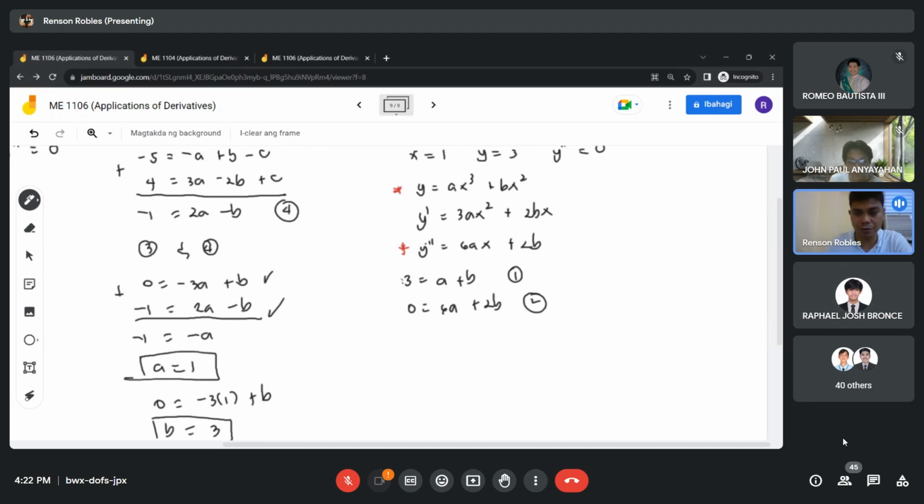Sir, paano po yung substitution? You can solve A and B here. Okay? You can do the elimination just like what I did here. But you can do other methods like simultaneous equation or substitution. So sa substitution, from equation 1, you can see that A is equal to 3 minus B.